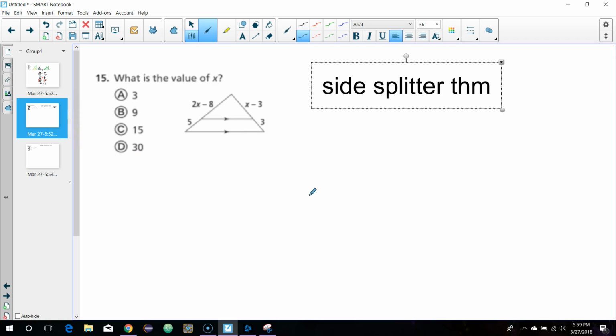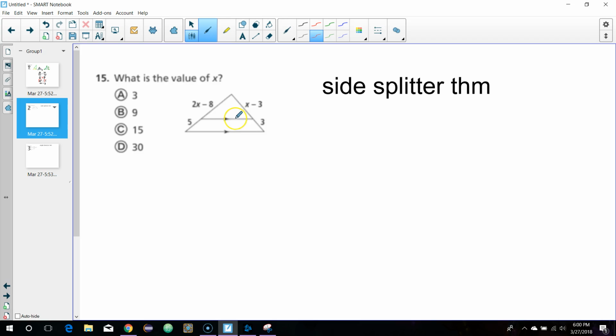This one is what we call the side-splitter theorem. The side-splitter theorem basically says if you have a triangle and you have a line in the middle that is parallel to the base, that's what is meant by the side split. So you have these parallel sides. This actually ties to the parallel lines, P-A-L-A-L-L. So in order to use it, you have to have the parallel lines, which I do. They are parallel.